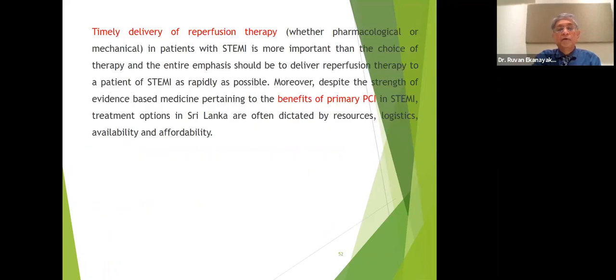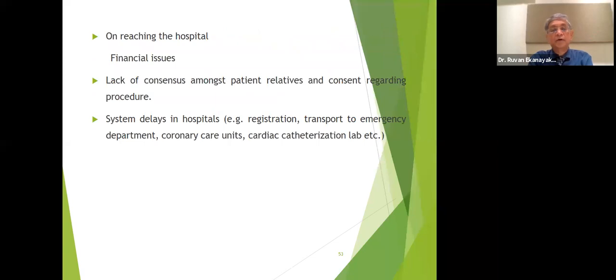Now, timely delivery of reperfusion therapy, whether pharmacological or mechanical, in STEMI is more important than the choice of therapy. So don't worry about doing primary PCI. If primary PCI is getting delayed, then pharmacotherapy or pharmacoinvasive therapy is what is necessary because we must not lose time. Time is muscle.